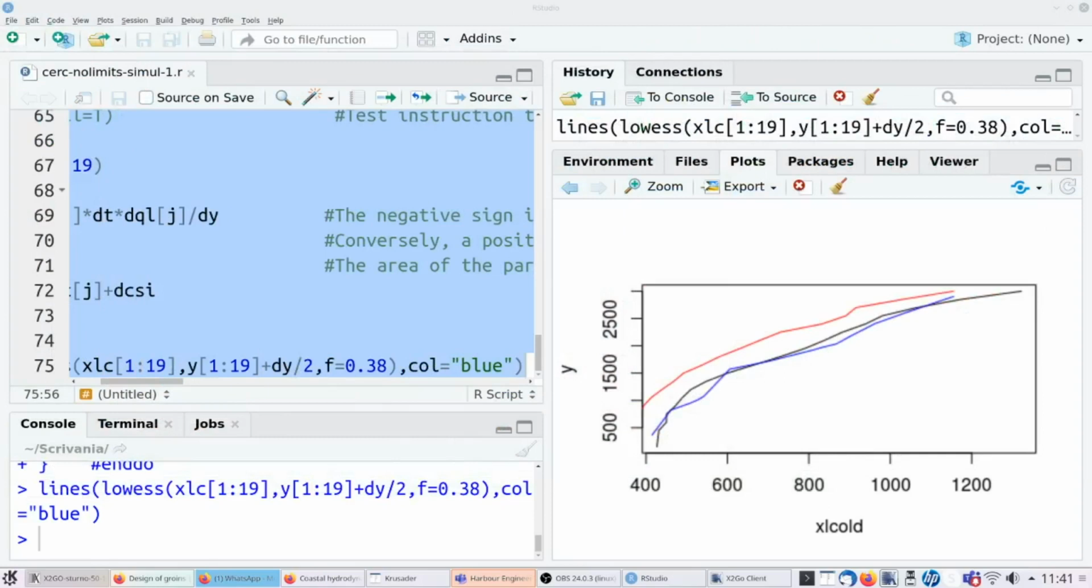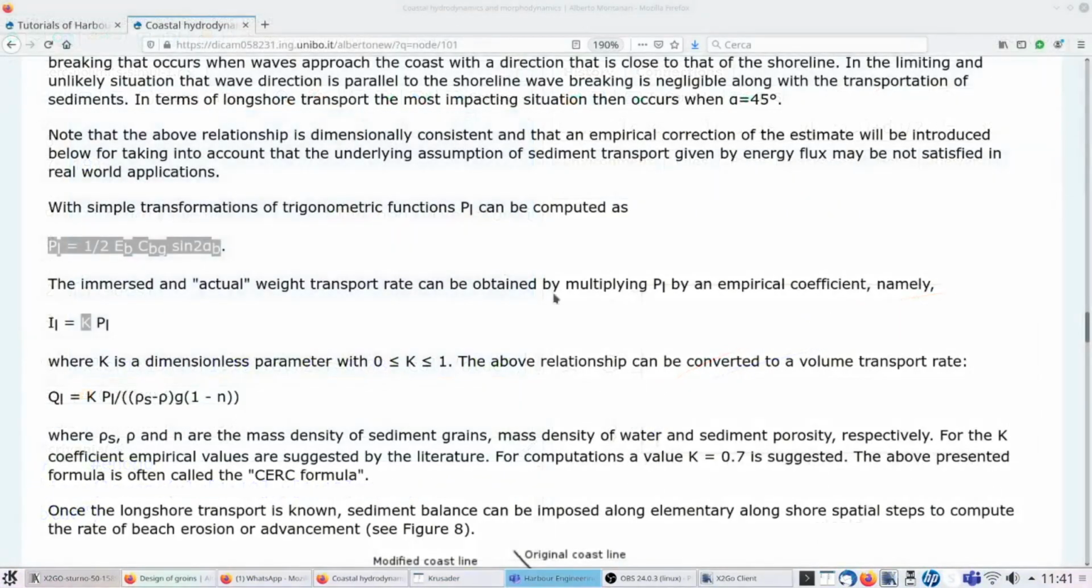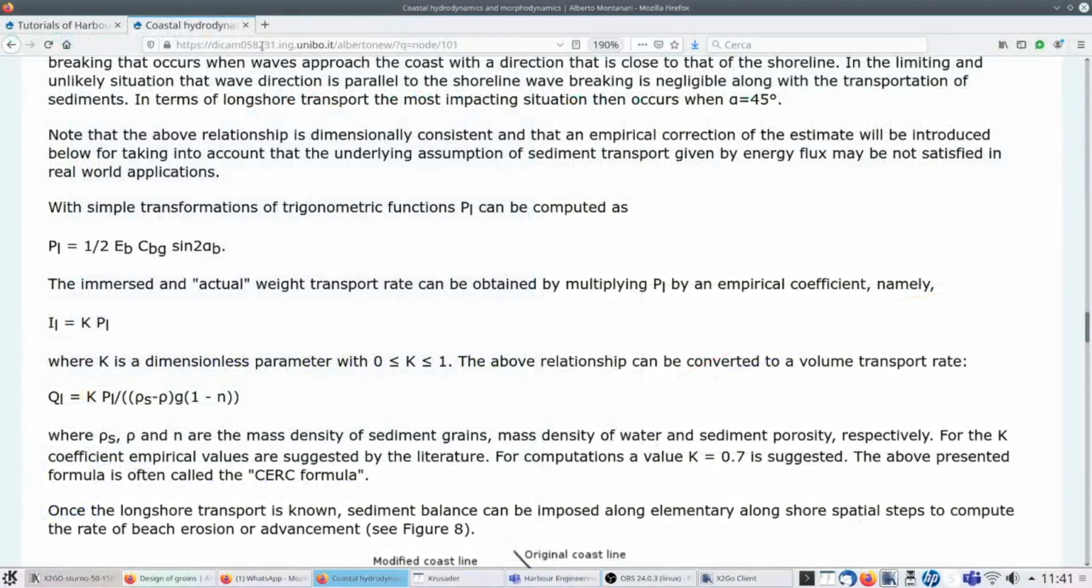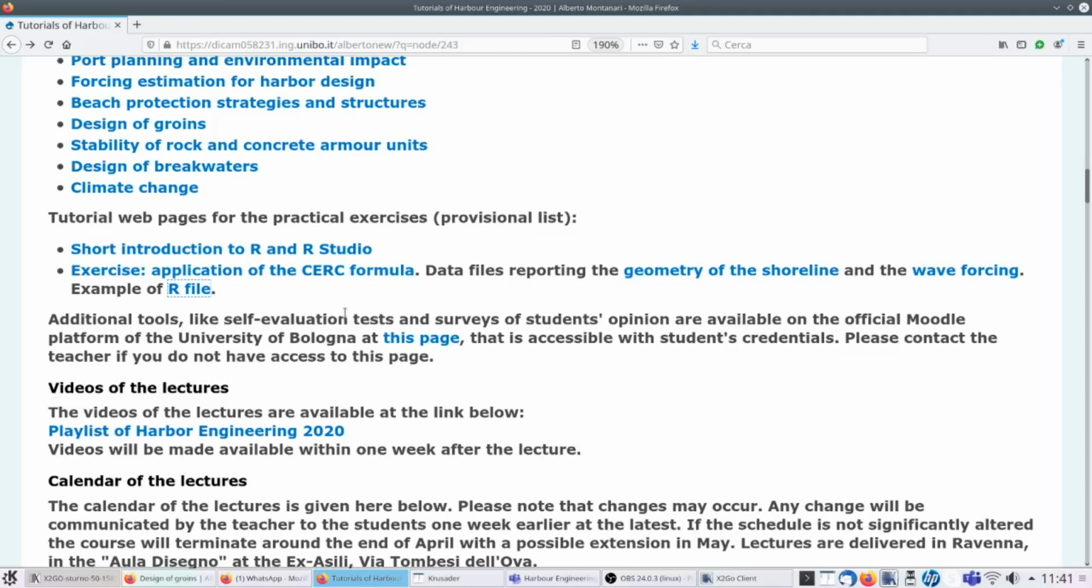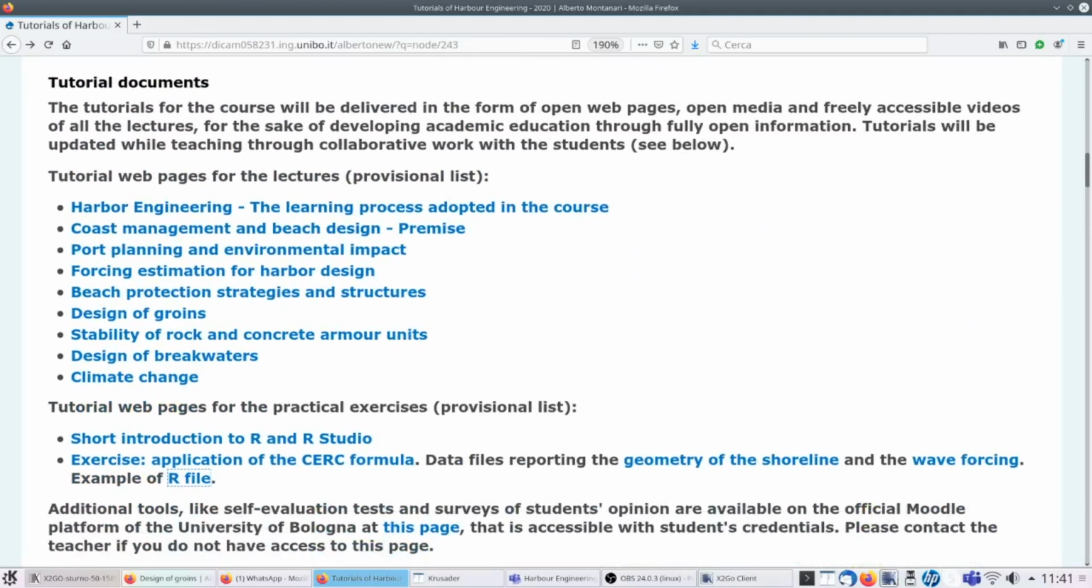Okay, so before making the next break, let me take the opportunity to introduce the next topic. Let me close RStudio. Okay, good. And also I don't need this one. Good. Okay, so let me share the screen.